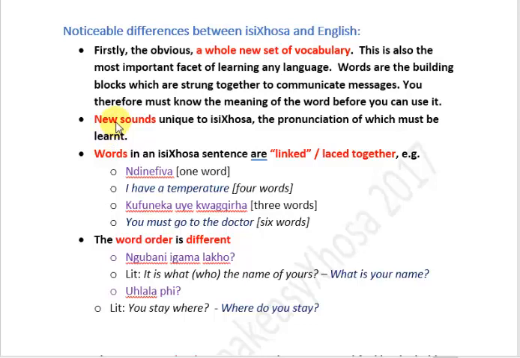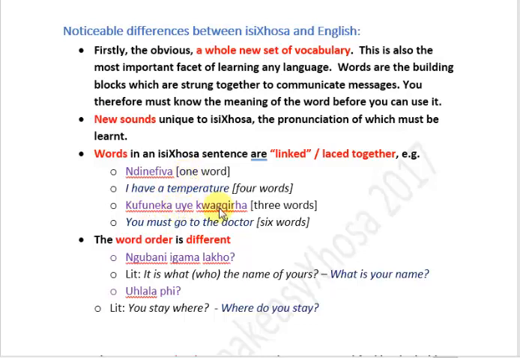Secondly, isiXhosa contains new sounds that will not be familiar to you, and the pronunciation of these has to be learnt. Thirdly, in the written language, the words of an isiXhosa sentence are linked or laced together. For example, ndine fever, meaning I have a temperature, 4 words, is written as one word in isiXhosa.